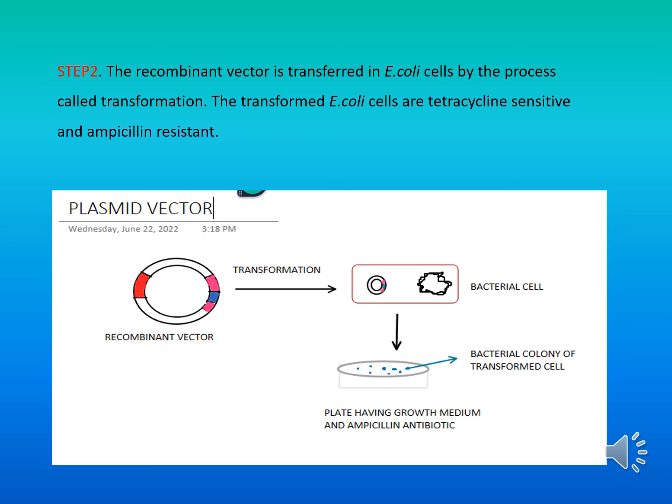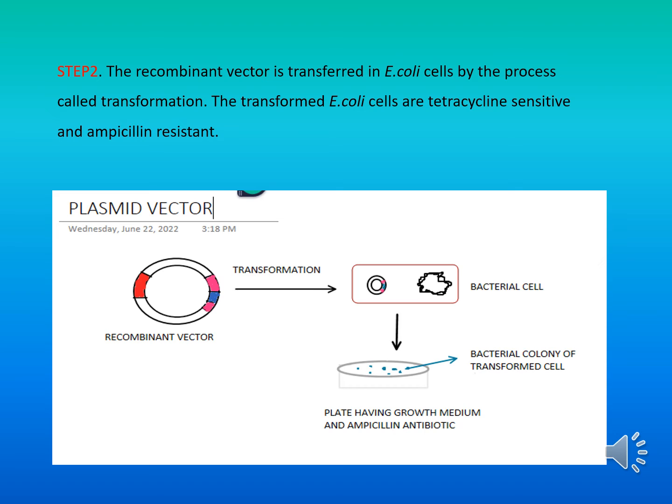This bacterial cell is ampicillin sensitive and tetracycline sensitive, and when this vector enters this cell, the bacterial cell gains ampicillin resistance. Now we grow this bacteria on a growth medium. This growth medium contains the ampicillin antibiotic.